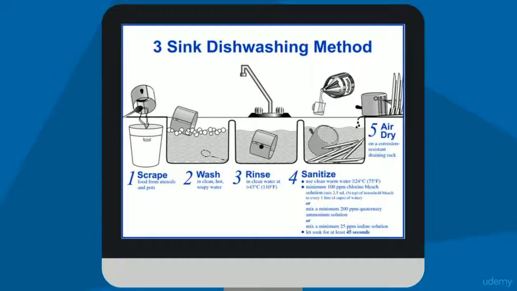Wash the item in the first sink compartment using an approved detergent. A brush or cloth may be used to remove any remaining soil. Rinse the item in the second sink compartment using clear, hot water. Sanitize the item in the third sink compartment by either 1. Immersing it in 171 degrees Fahrenheit water for at least 30 seconds, or 2. Immersing it in an approved chemical sanitizing solution used according to the manufacturer's directions.